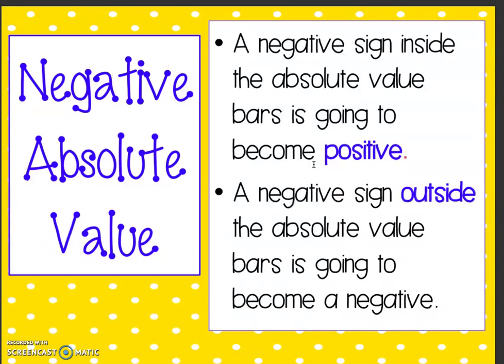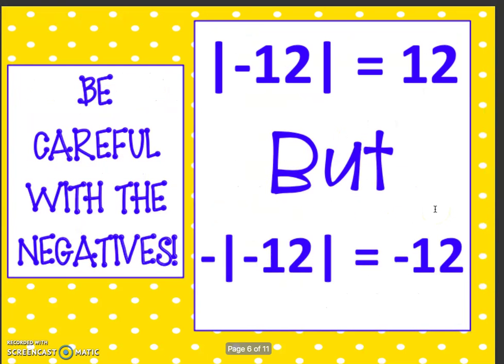Anytime that we have a negative sign on the inside of the absolute value bars, it's a positive. But if there's a negative sign on the outside of the absolute value bars, it's going to remain a negative. So for example, the absolute value of -12 equals 12, but if the negative's on the outside, you read it and you say the negative absolute value of -12, that's a -12.